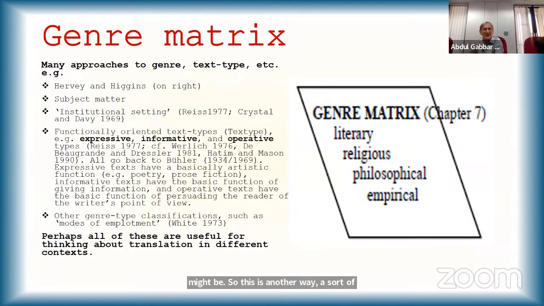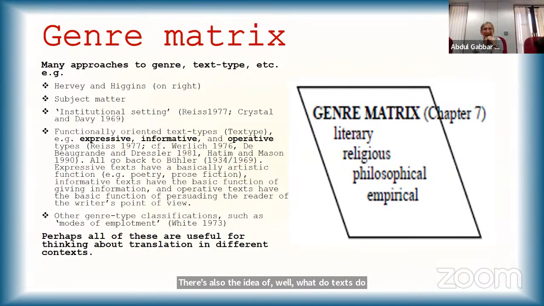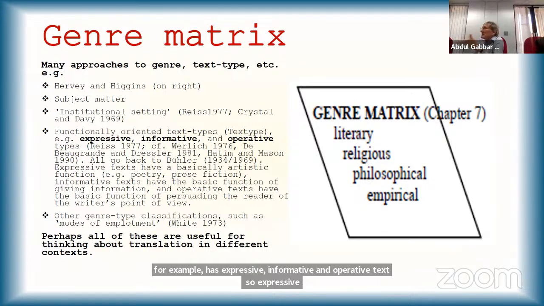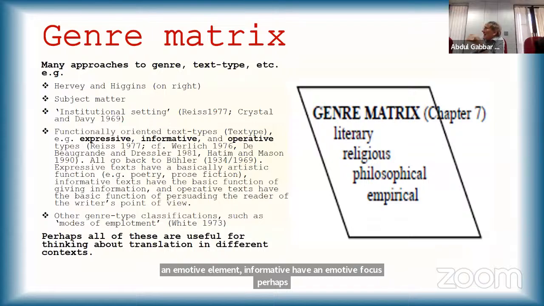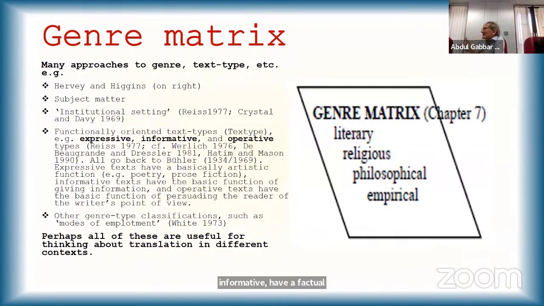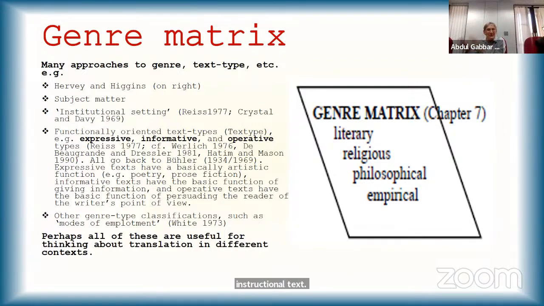There's also the idea of, well, what do texts do? And Reiss, for example, has expressive, informative, and operative text. Expressive texts have an emotive focus, perhaps. Informative texts have a factual focus, and operative texts have a focus of trying to get something done. Some people also talk about things like instructional text and various other notions of what's the function of this text.